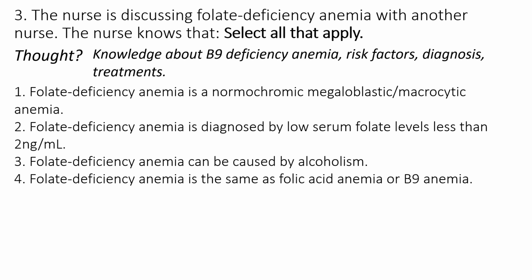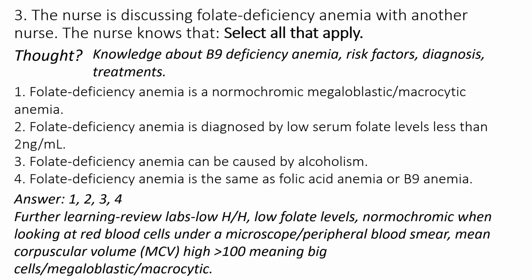So in the thought, we just wanted to think of anything related to B-9 deficiency, anemia, risk factors, diagnosis, treatments, and they are all correct. Again, all correct. So number 1, it is a normochromic megaloblastic.